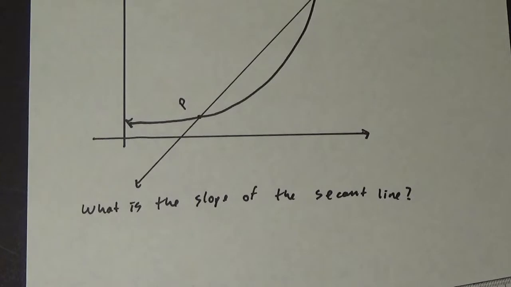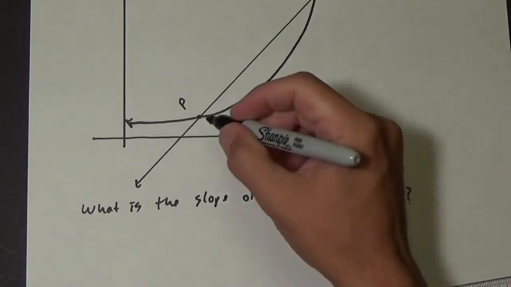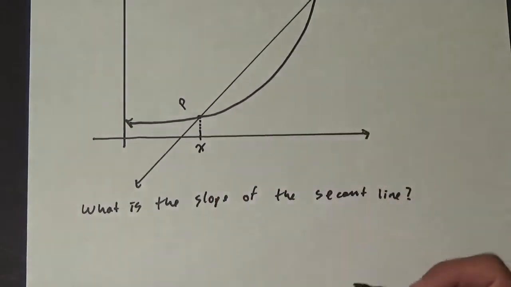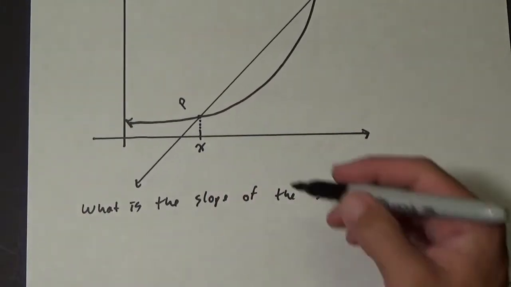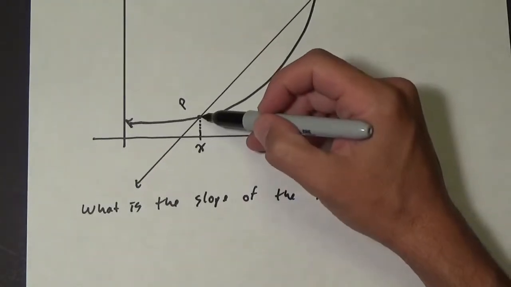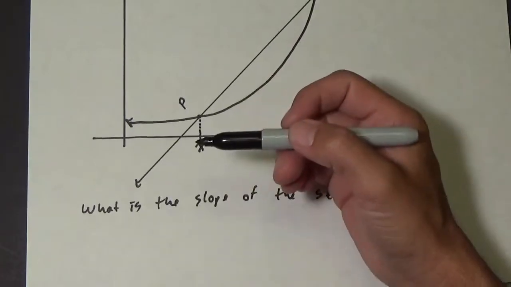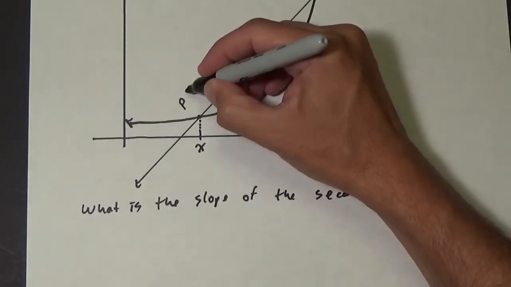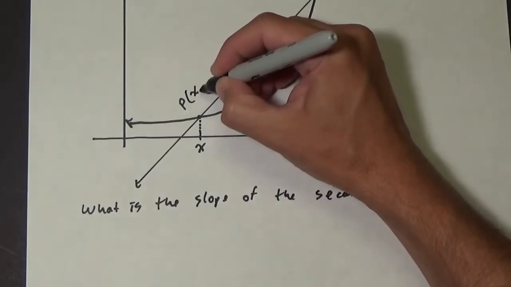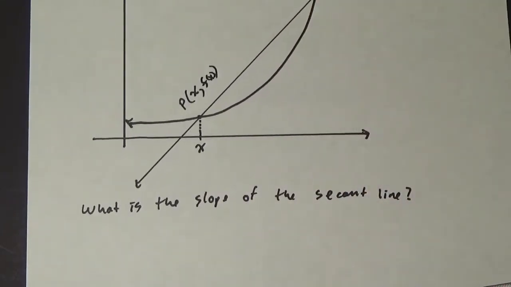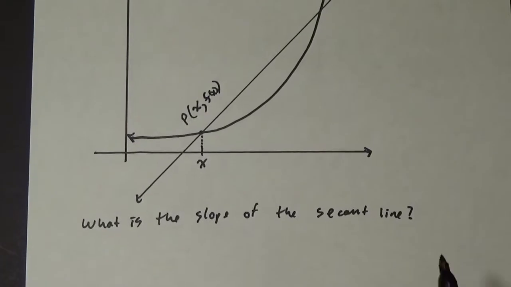Okay, well, to find the slope of a line, we need 2 points. So let's get those 2 points. So we'll call this point here x. So that means if this is x, and we want the y-coordinate of that, we would just put this into our function f of x. So point P has the point x, comma, f of x. Simple enough.